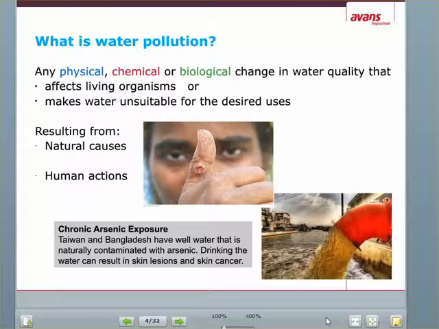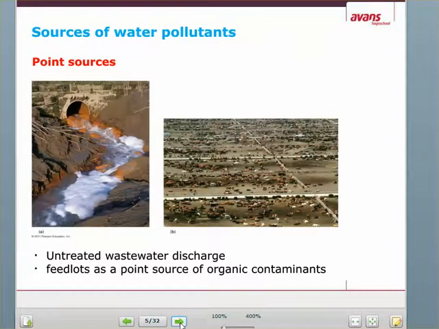Water pollution can be natural, or water pollution can be from human actions. On the right-hand side, you see the drainage of water into the rivers. This is sewage water, and these can cause lots of problems, such as cancer or other illnesses. We categorize these pollutions into two different categories.